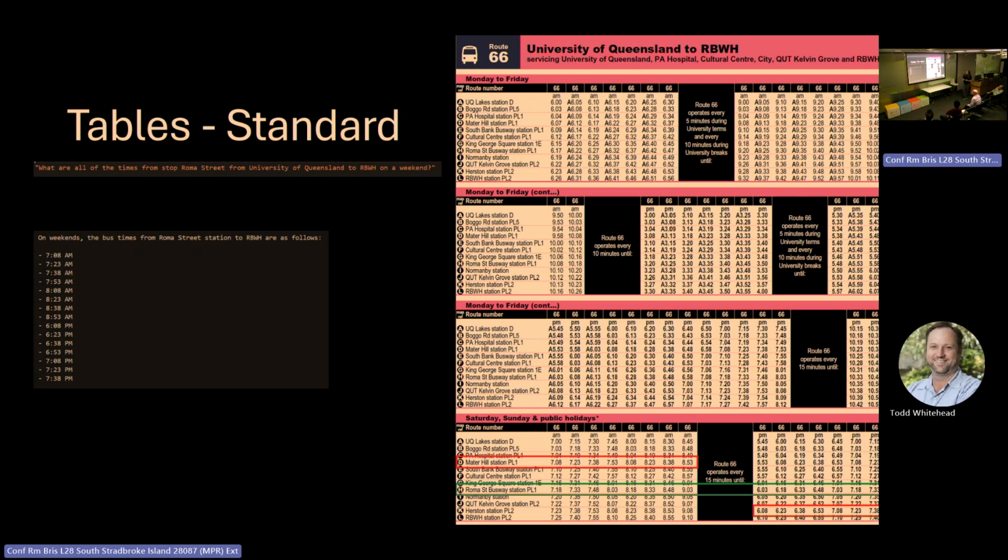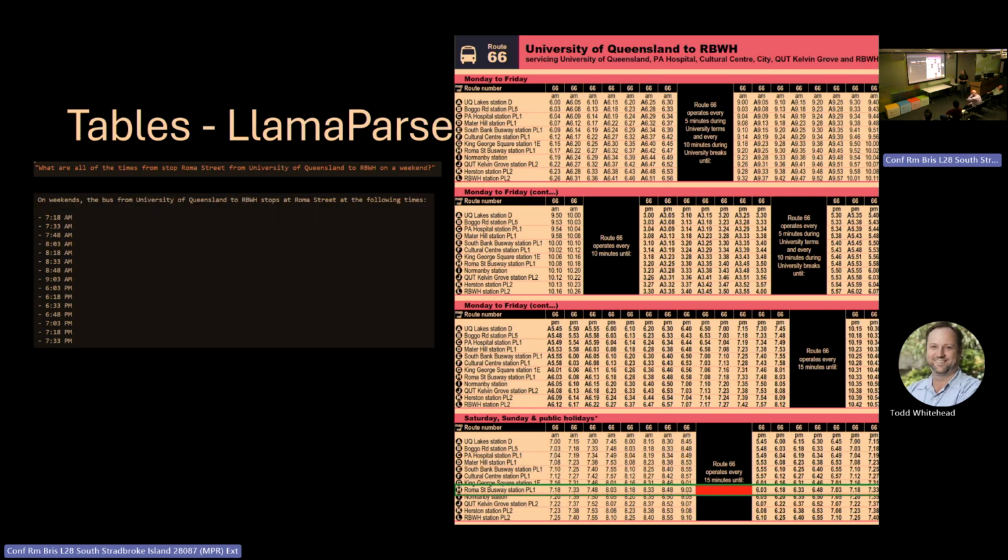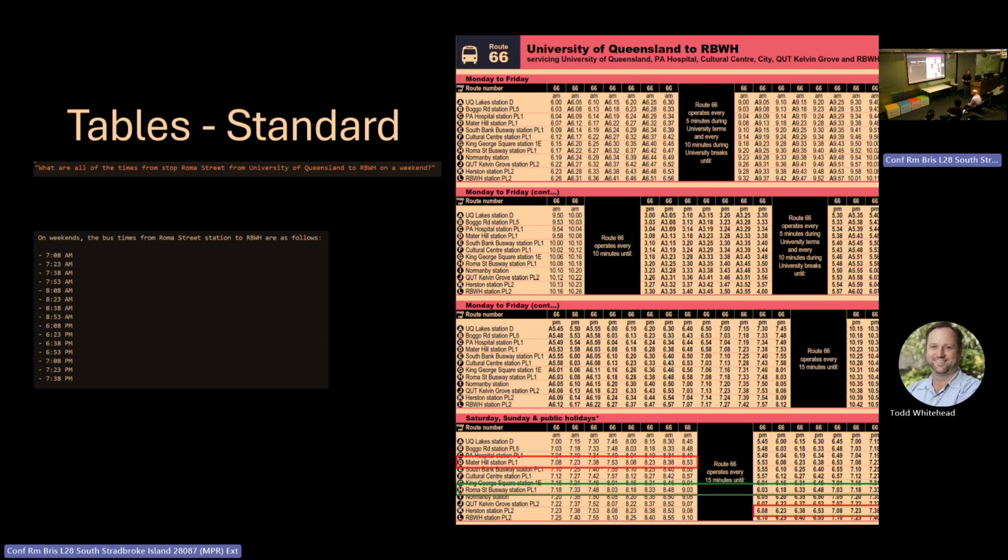Yeah, this one was interesting when I asked it for all of the times from the University of Queensland on a weekday from the Roma Street stop. It got this completely wrong for some reason. That's the right line here. The times it spat out were right up to the point that it does it every 15 minutes, and then it goes down to this one. Just going back one or two slides. Previous ones.